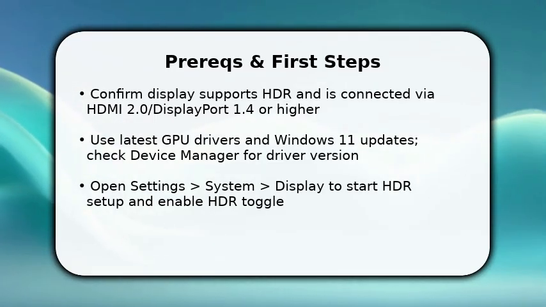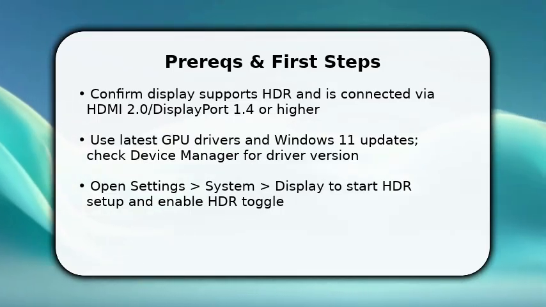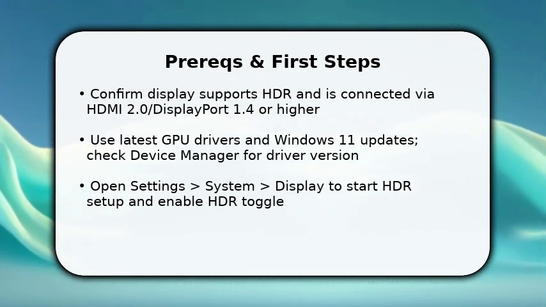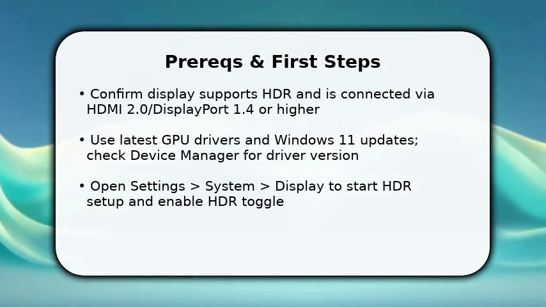Once done, open Settings, go to System, then Display. You'll see the HDR toggle. Enable it to let Windows detect and apply HDR color profiles and brightness controls automatically.